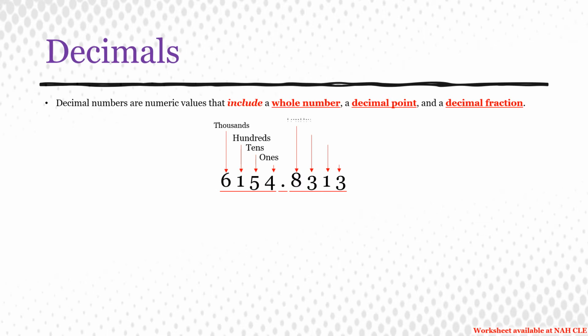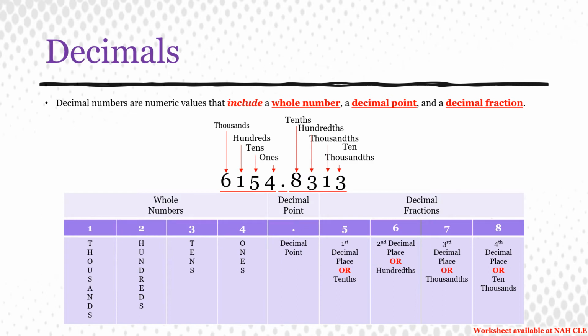After your decimal, the 8 is in the tens place, the 3 is in the hundreds place, the 1 is in the thousands place, and the last 3 is in the 10,000s place. We also have a table here to help you identify the places of each number.